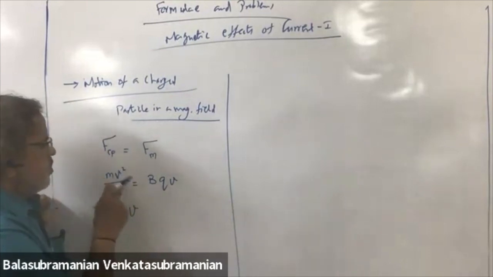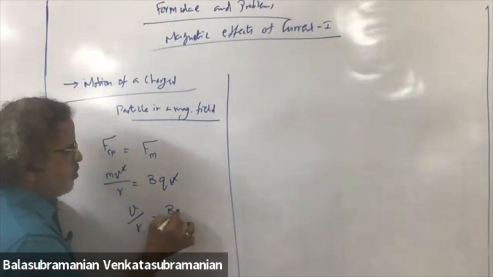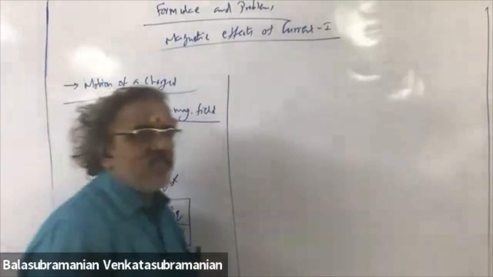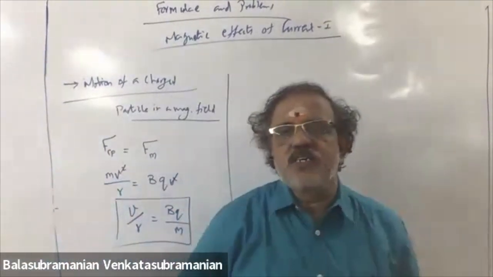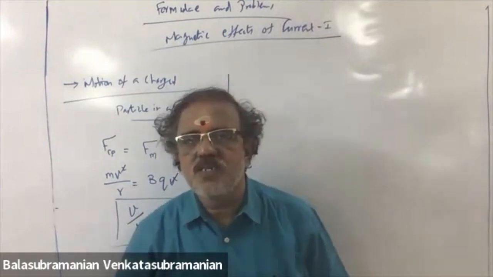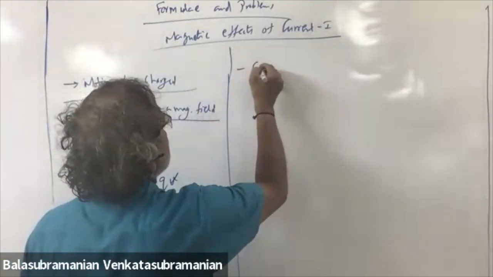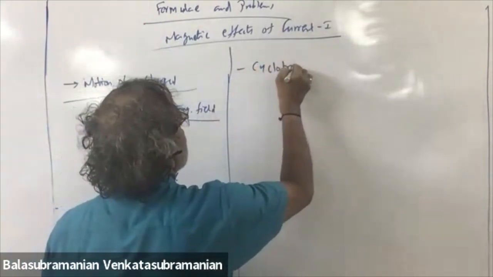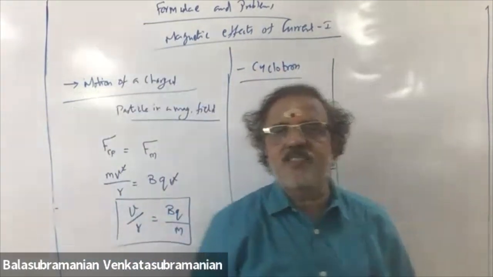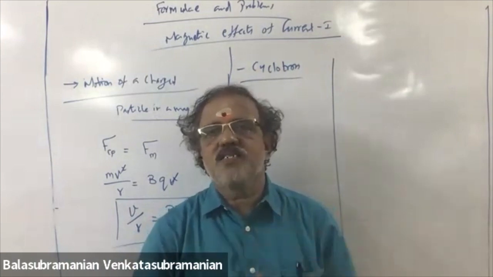So one v gets cancelled. V by r is equal to Bq by m. So the ratio V by r is constant. This principle we are using in the cyclotron. Cyclotron is a particle accelerator.